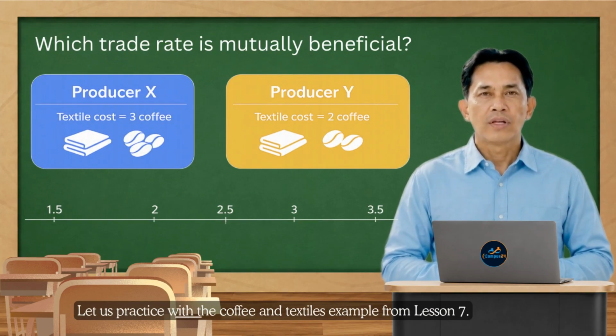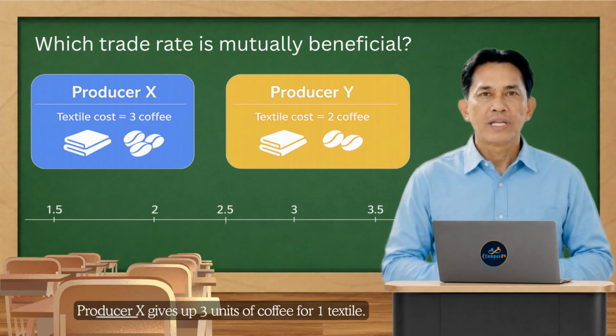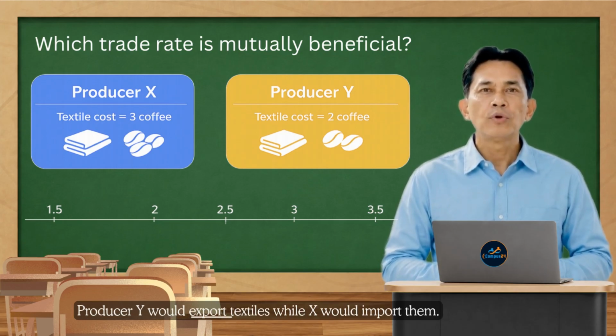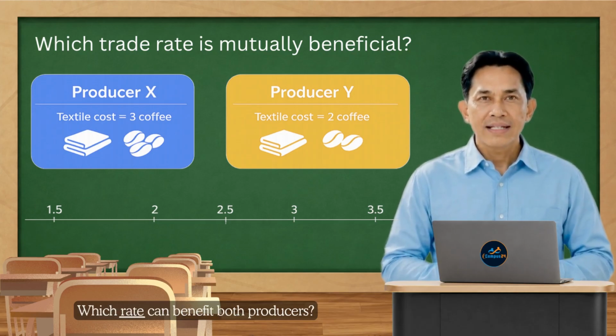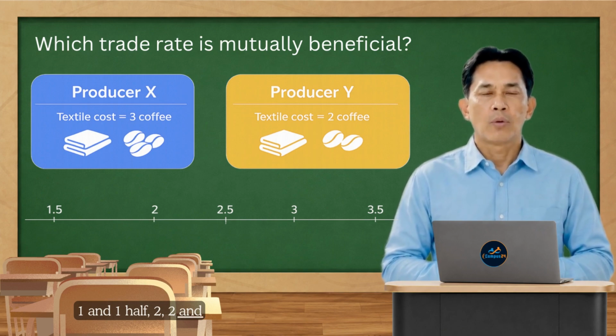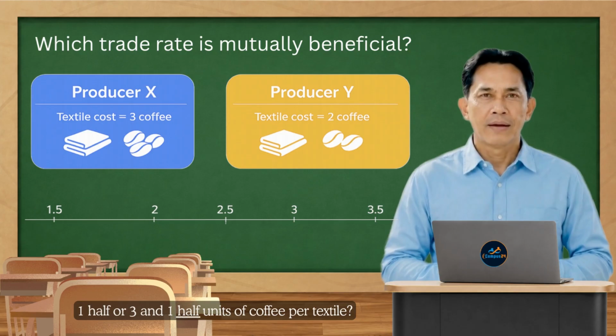Let us practice with the coffee and textiles example from Lesson 7. Producer X gives up 3 units of coffee for 1 textile. Producer Y gives up 2. Producer Y would export textiles, while X would import them. Which rate can benefit both producers? 1 and 1/2, 2, 2 and 1/2, or 3 and 1/2 units of coffee per textile?